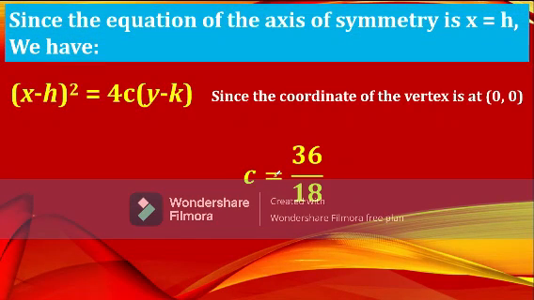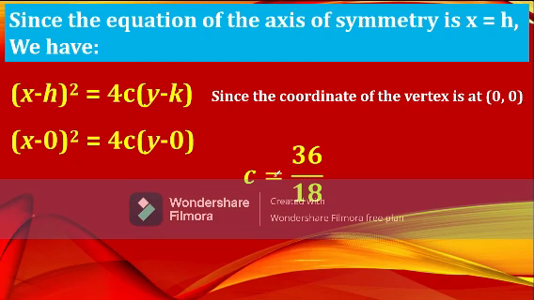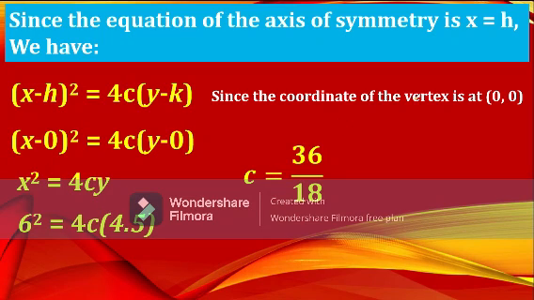Then, since the equation of the axis of symmetry is x equals h, we have (x minus h) quantity squared is equal to 4c times (y minus k). Since the coordinate of the vertex is at 0, 0, we will have (x minus 0) quantity squared is equal to 4c times (y minus 0). Then we'll have x squared is equal to 4cy. Then 6 squared is equal to 4c. Our y is 4.5 because of the point given.